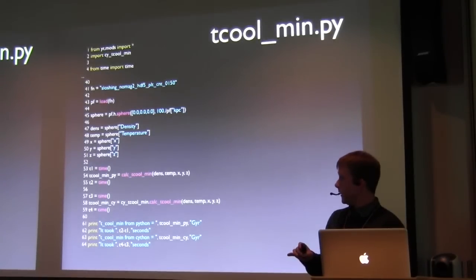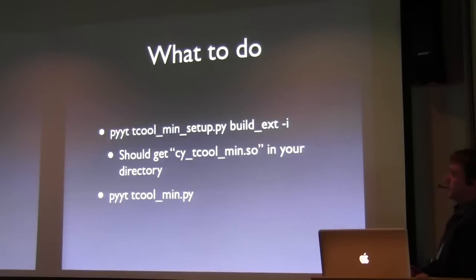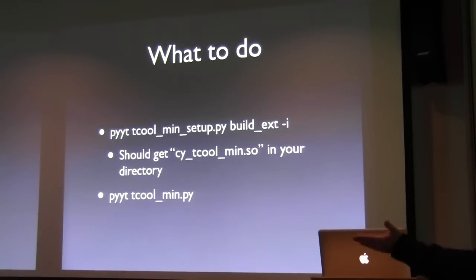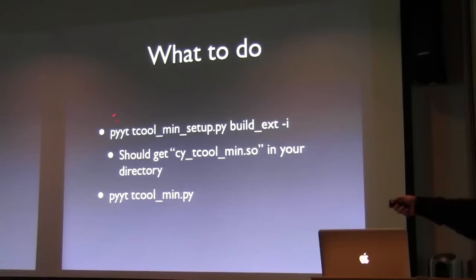So if you have all these files ready from the repository, this is what you have to do to see this example in action. First, you have to run the setup script that will create the shared object file. You do that by running pyyt on the setup script, tcoolmin setup.py. This build_ext -i basically means that you're going to be building. It's telling it what you're building is a shared object file, an extension away from pure Python.